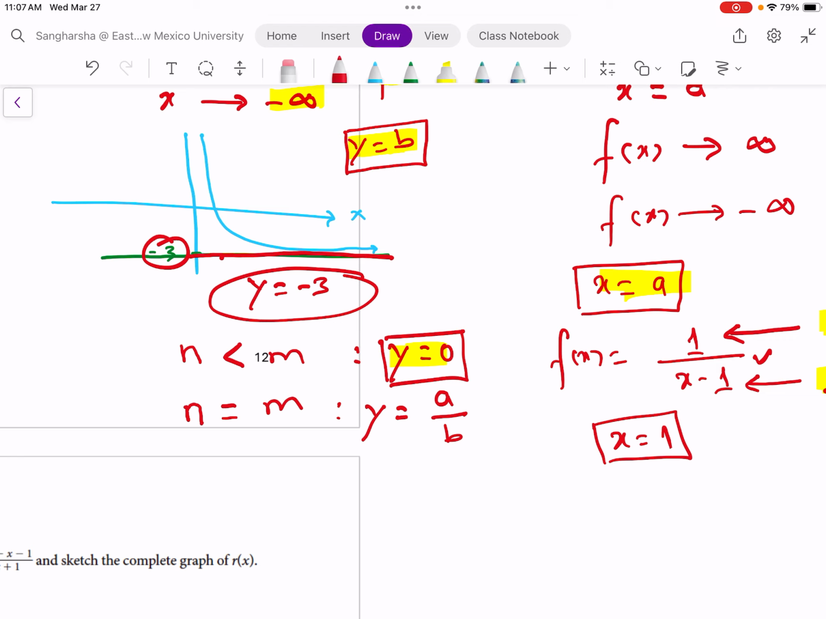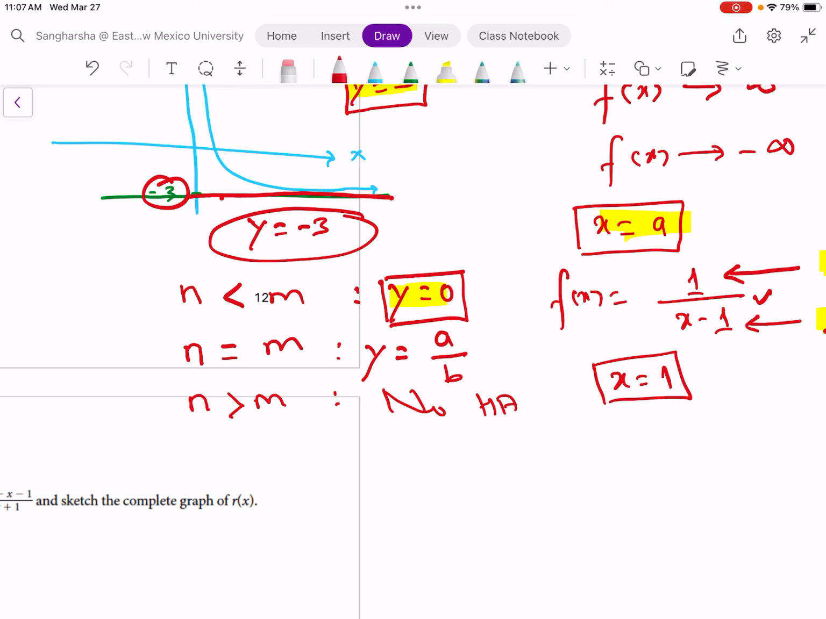And the last condition is that if the degree of numerator is greater than the degree of denominator, then there is no horizontal asymptote. But in our last example for this unit, we will see that if the degree of numerator is greater than the degree of denominator by 1 degree, then we find a slant asymptote. So we'll be doing that as our last example for this unit.